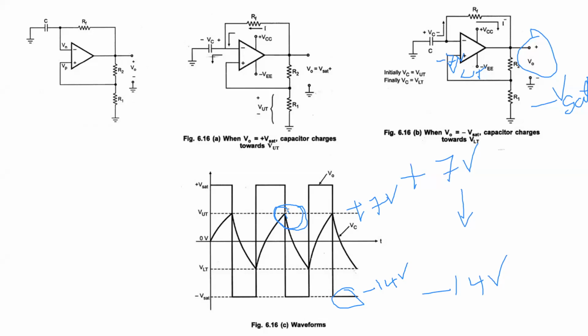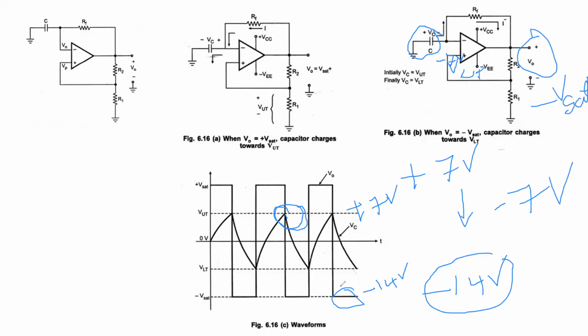Now the capacitor is charging in the reverse direction by changing its polarity. Initially it is minus plus, now it is plus minus. Now the capacitor is charging towards -14. So at some particular point it must cross the -7 volts threshold level, isn't it?